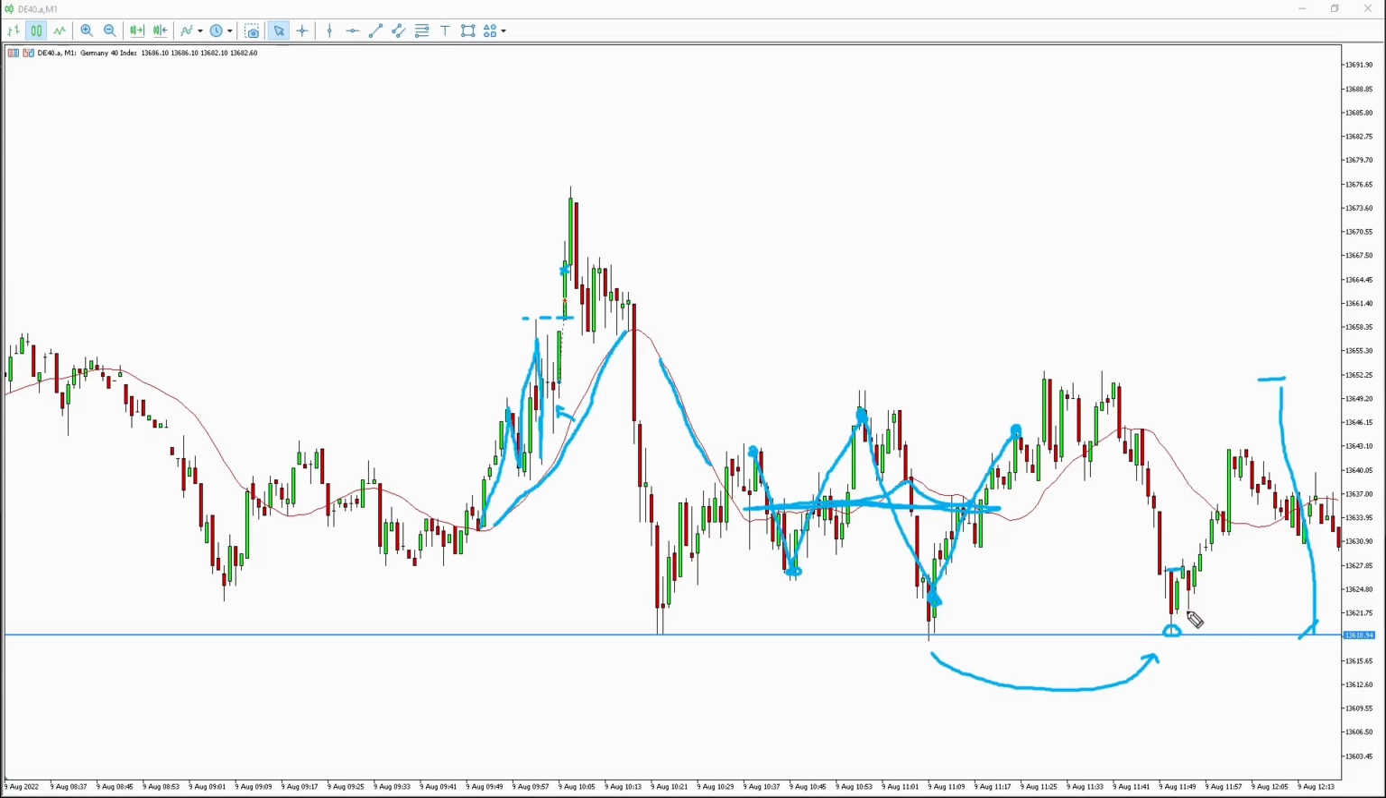Or we had another immediate pullback after that, printing another red candle with a wick at the bottom.